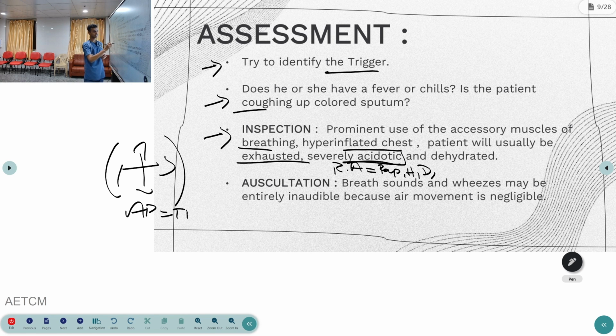Here we can see the acidotic status. The person will usually be in a dehydrated status. How can we assess dehydration? Simply by assessing the tongue and oral mucosa. From the auscultation point of view, if the airway is severely compromised, you won't get any breath sound or wheezing. If mildly compromised, we can see diffuse wheezing.